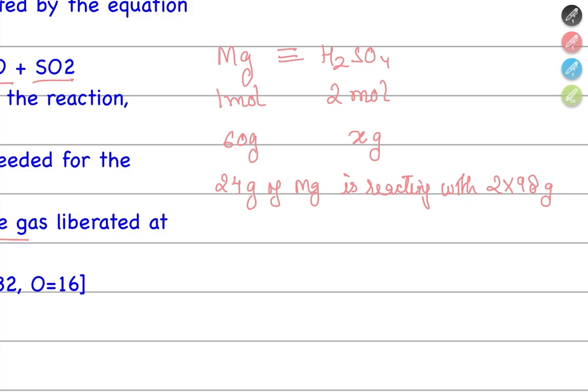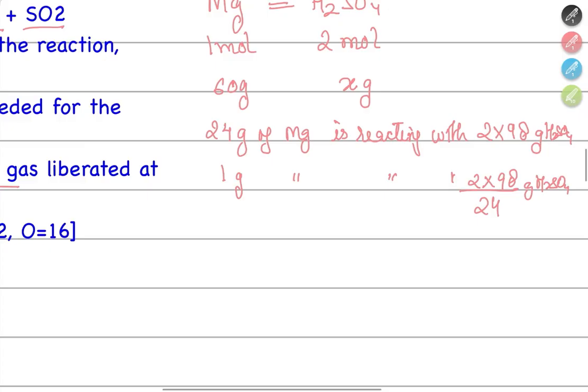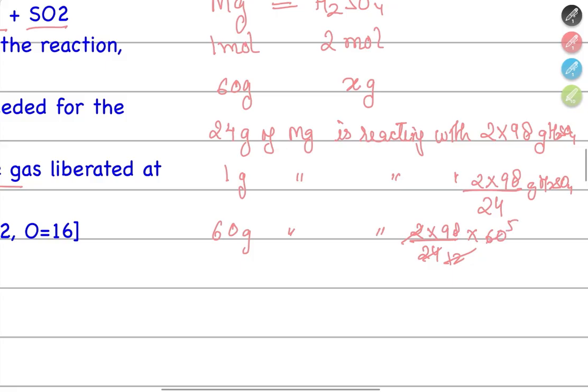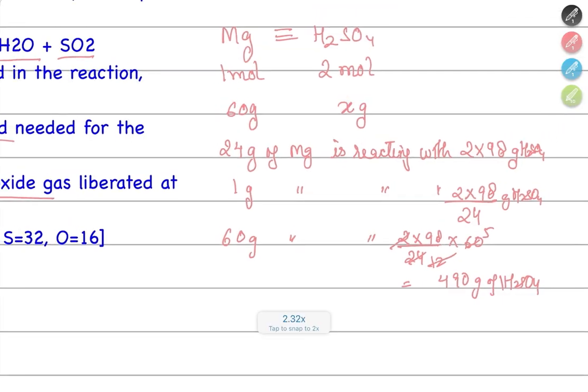So what I will do: if 24 grams of magnesium is reacting with 2 into 98 gram of sulfuric acid, what will be reacting with 1 gram of magnesium? That will become 2 into 98 divided by 24 gram of sulfuric acid. But in the question they are asking 60 grams. So my next step: 60 gram will require how much? 2 into 98 by 24 into 60. You can cancel that, and you get 490 gram of sulfuric acid. This is my answer. So what I did here, I used the balanced equation mole ratio to convert it into gram to get my answer.